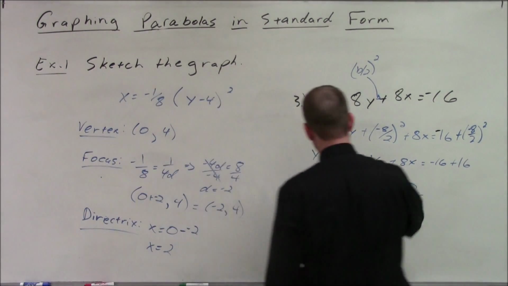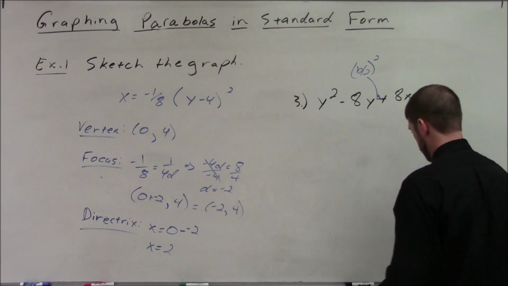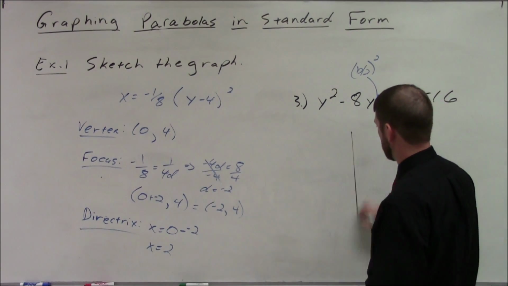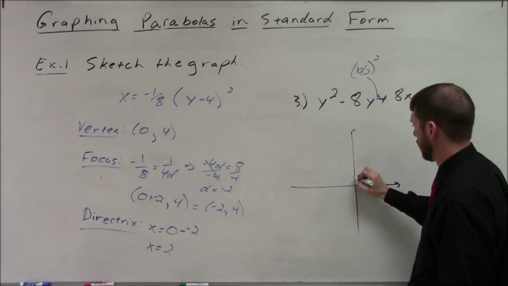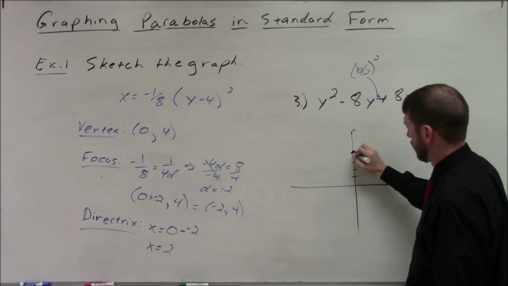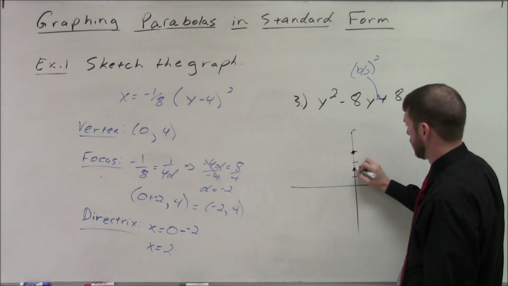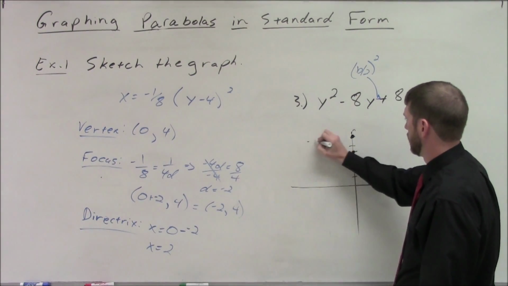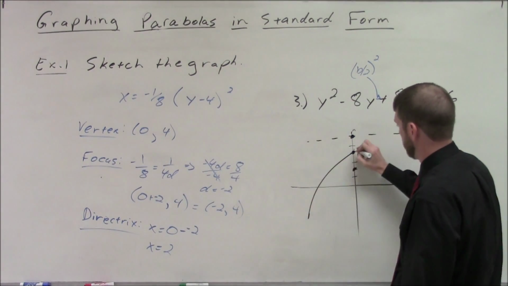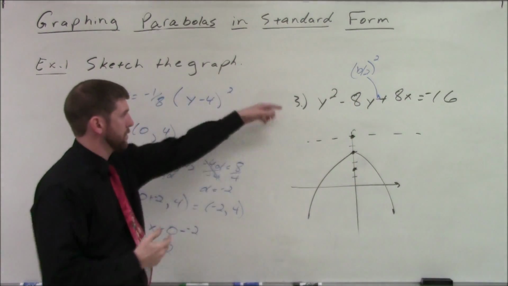Put it all together on a graph. So we get vertex is at 0, 4. Focus, we're going to go down 2 units. Directrix, we're going to go up 2 units. And so that is our curve. That's our parabola for that function.